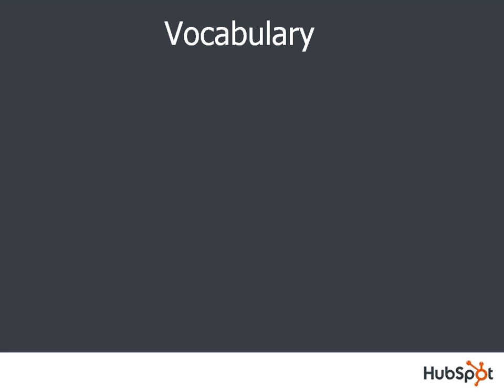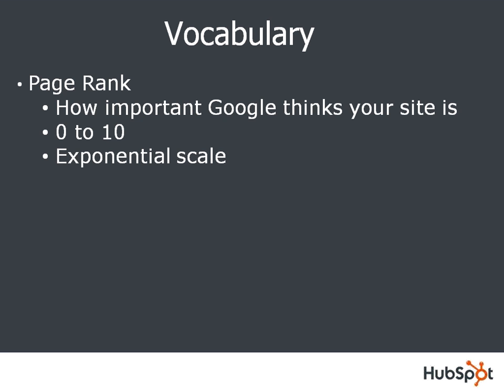All right, and again, with this off-page SEO section, there's a little bit of vocabulary to cover as well. The first thing is Google PageRank. So PageRank is essentially a measure of how important Google thinks your site is.